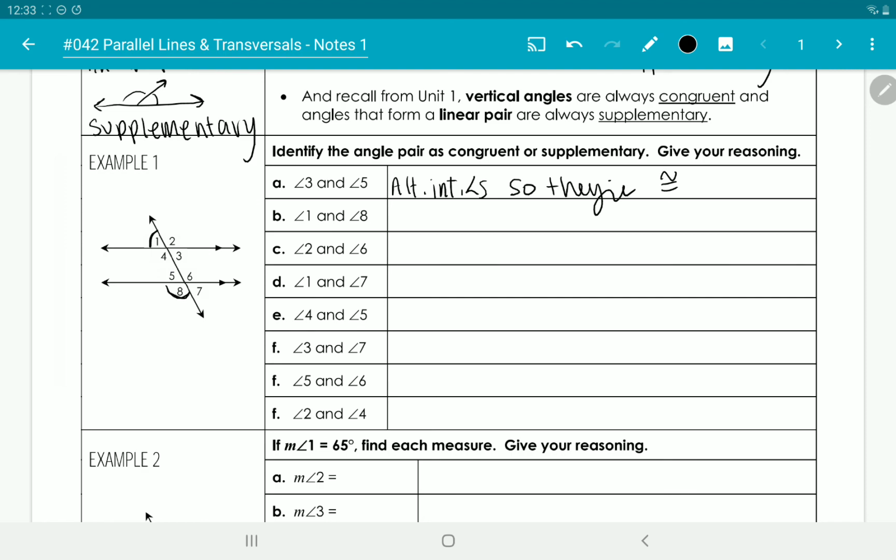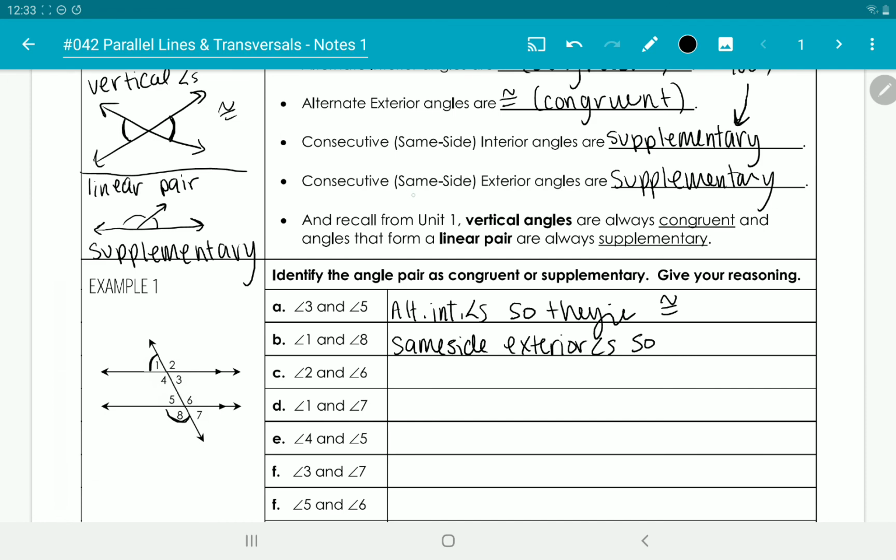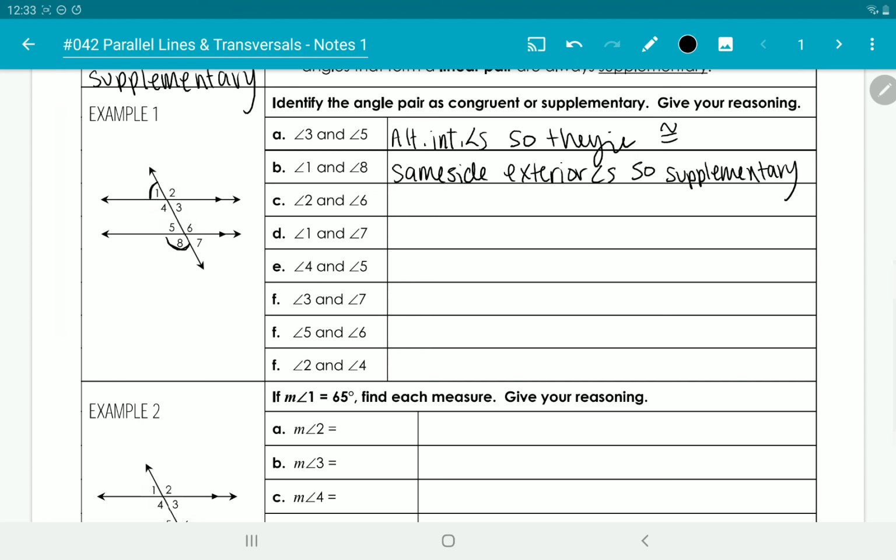Angles 1 and 8. Okay? They're on the same side of this transversal and they're on the outside of the parallel lines. So they're same side exterior angles. So that would be same side exterior are supplementary. And from here on, I am going to go ahead and do it out like this, where I just use the congruent symbol, or SUP, S-U-P-P, and then same side exterior would be S-S-E-X-T. You'll see I'm just kind of shortening it so I don't have to write as much.